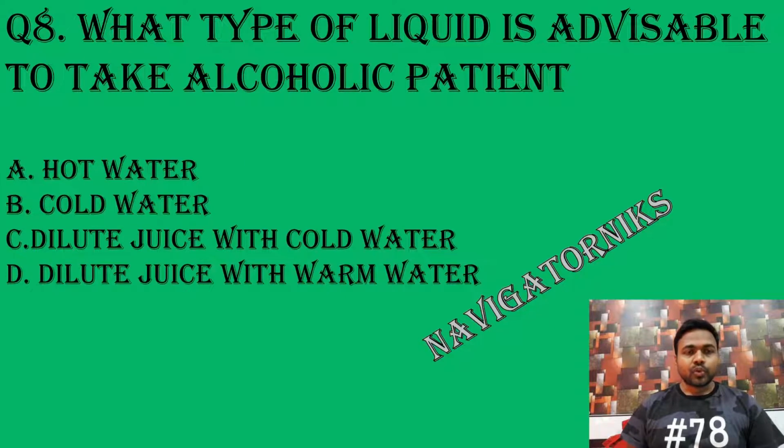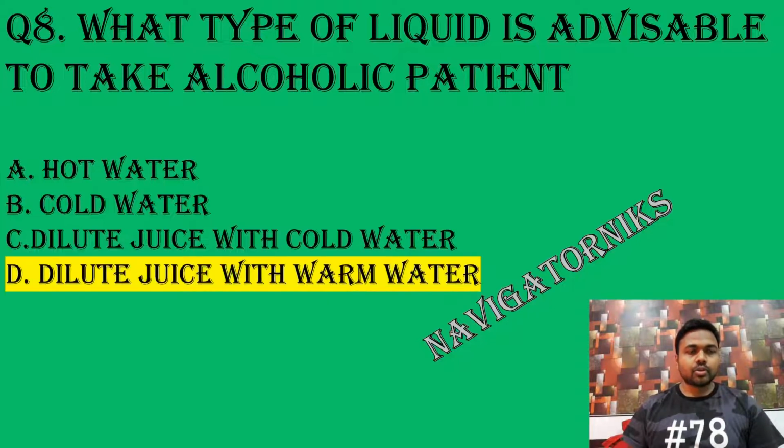Number 8. What type of liquid is advisable to take alcoholic patient? Option A hot water, B cold water, C dilute juice with cold water, D dilute juice with warm water. And the correct option is option D dilute juice with warm water.